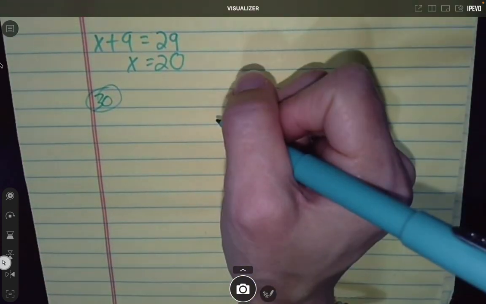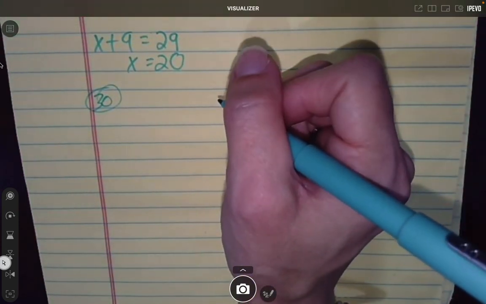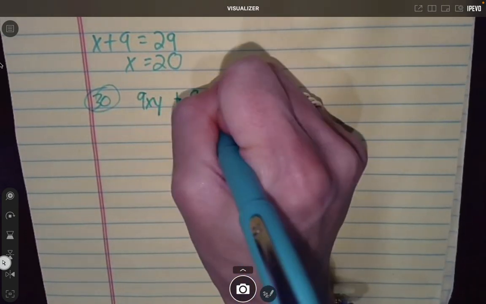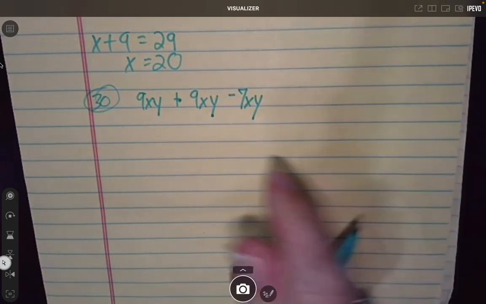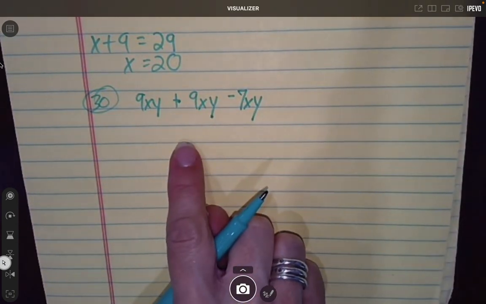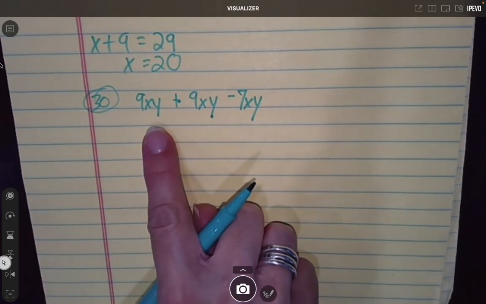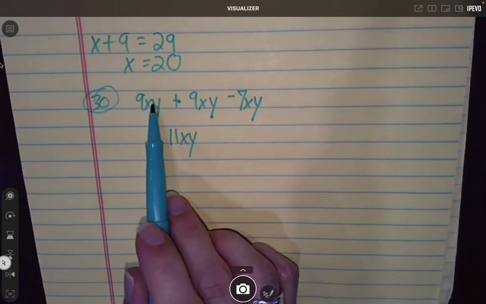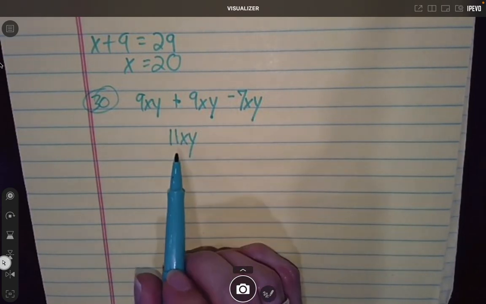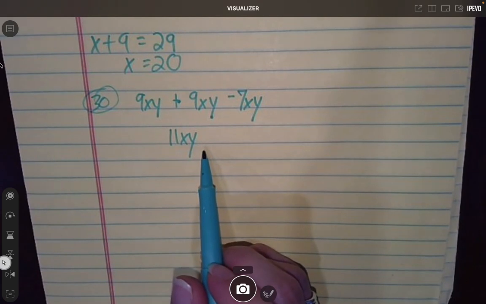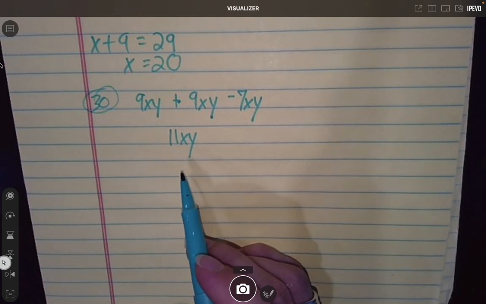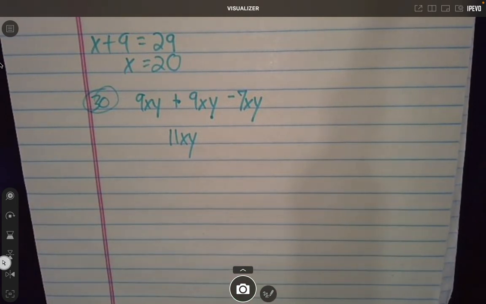On number 30, you have to know what the coefficient is. All right, so if I have 9xy plus 9xy minus 7xy, let's go ahead and combine all of our like terms. It would be 11xy and the coefficient is 11. He put that on his calculator, or he just did that in his head: 9 plus 9 minus 7, and he got 11 xy's. And then it asked for not your whole answer, but the coefficient. What's your number out front? It was 11. So number 30 is D, and there is one just like that on the test.